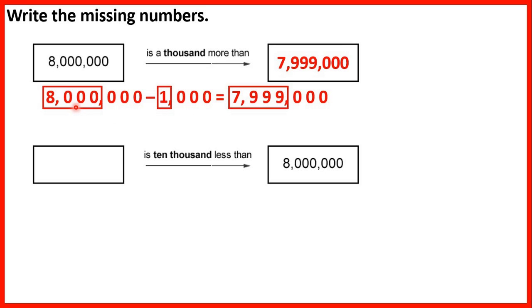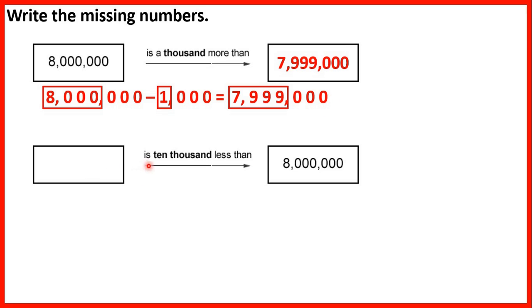7,999, then we know that 8 million minus 1,000 is 7,999,000, because we don't have any hundreds, tens or ones, and we're not subtracting any, so we have 0 as our hundreds, tens and ones digits.